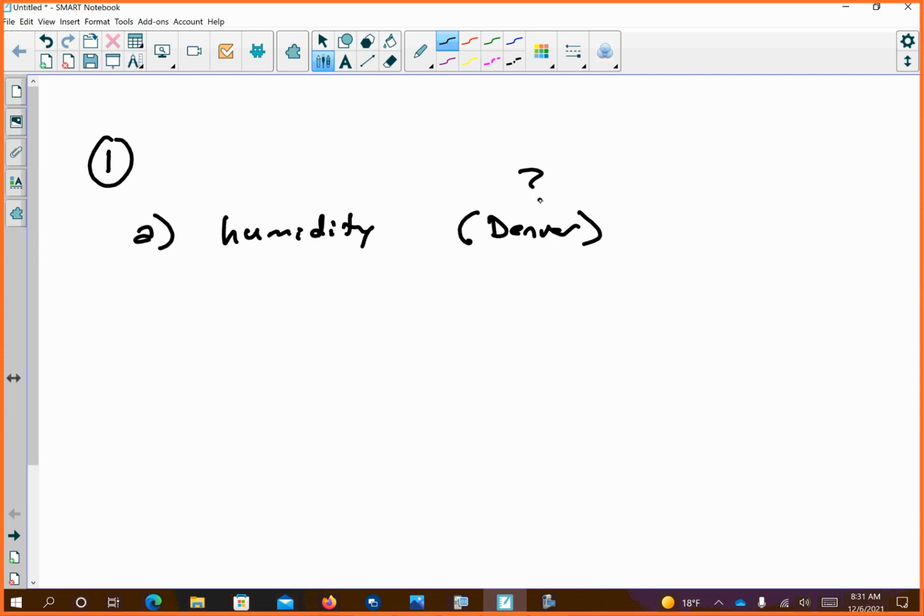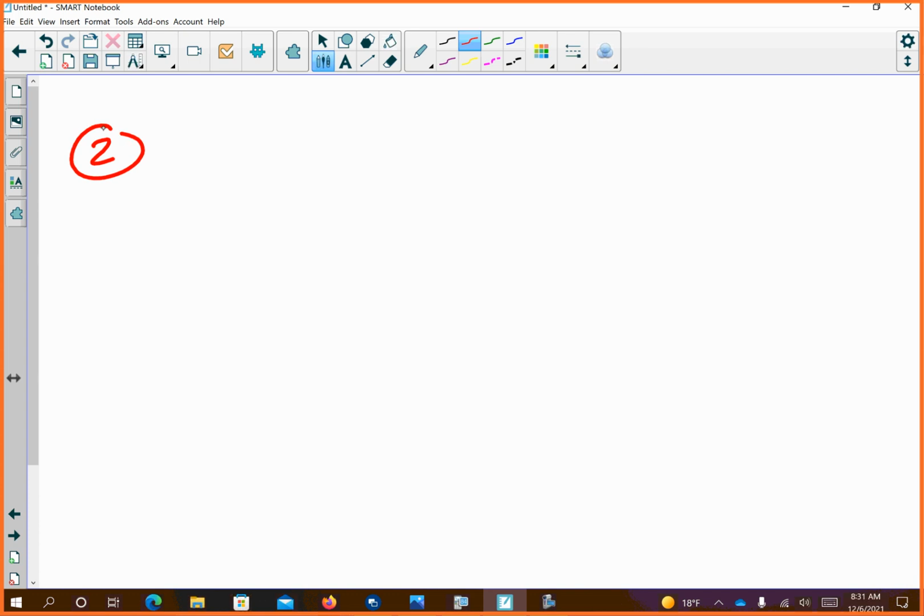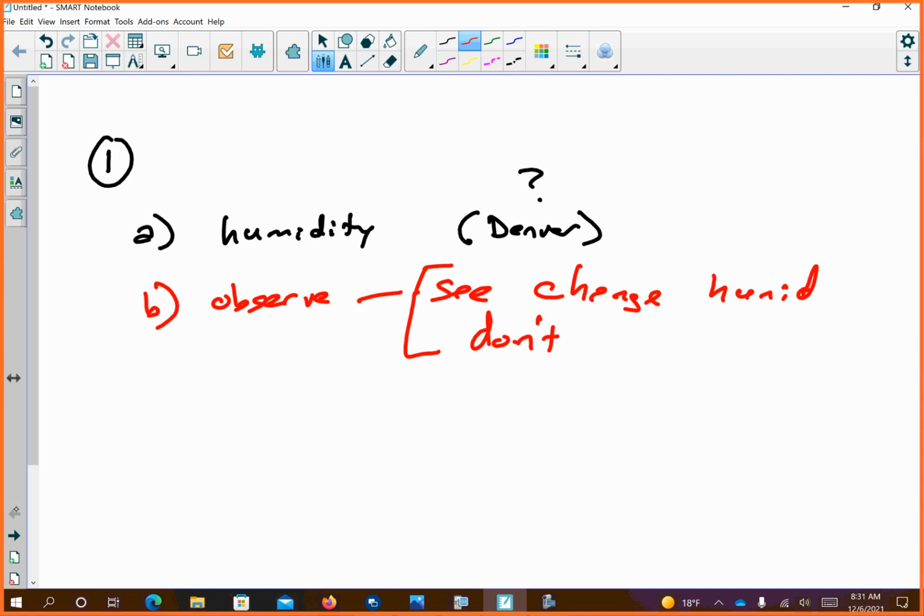All right. Describe what an observation might look like. Well, an observation could do one of two things. We see change with humidity, or we don't. Those are both things that could happen. I'm not here to say it is happening or it's not. I'm just saying these are things that someone might look at. So that's pretty simple. Problem number 2 says... So we see change in humidity, or we don't. One or the other could happen.